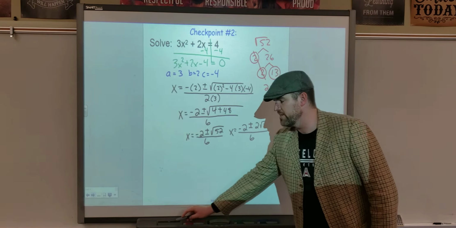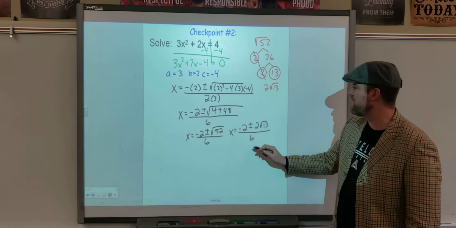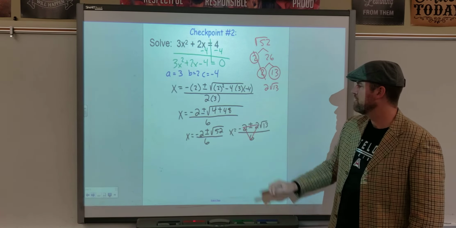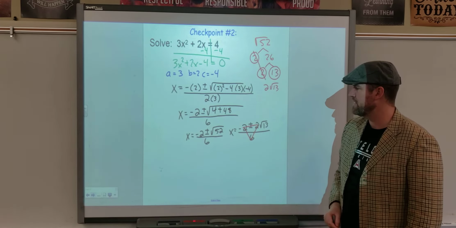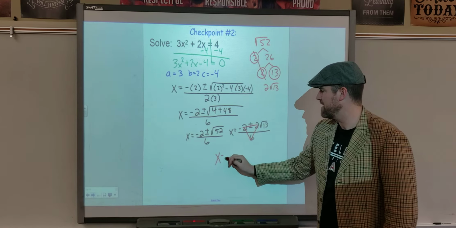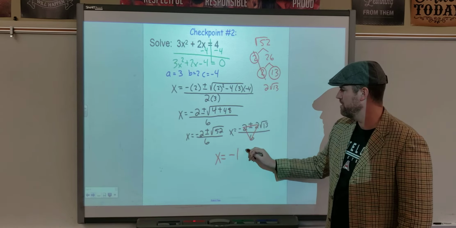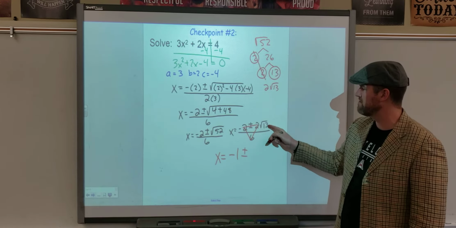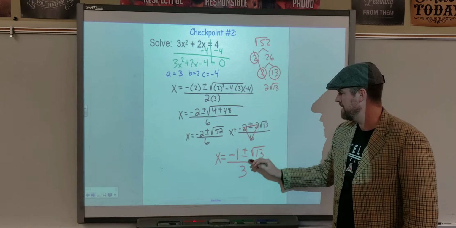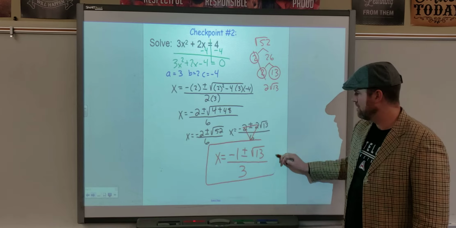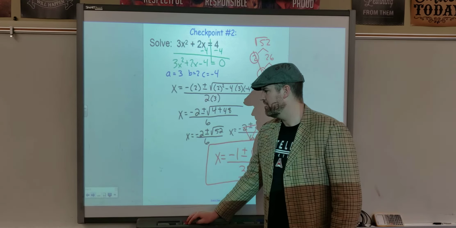This time, if we do our little Dorito chip, we do have a common factor. So we can divide each of these 3 terms by 2, and we end up getting x equals negative 1 plus or minus 1 square root of 13 over 3. All right, hope you did okay.